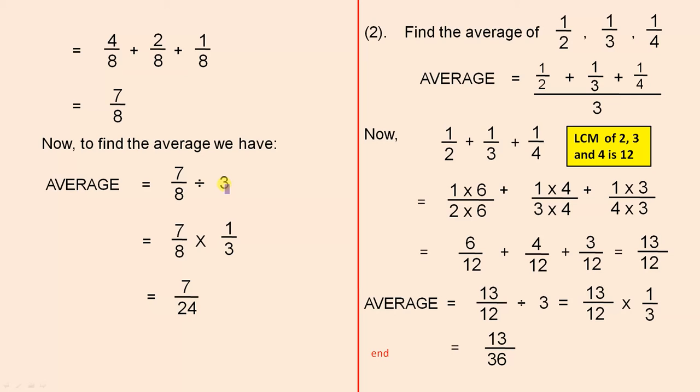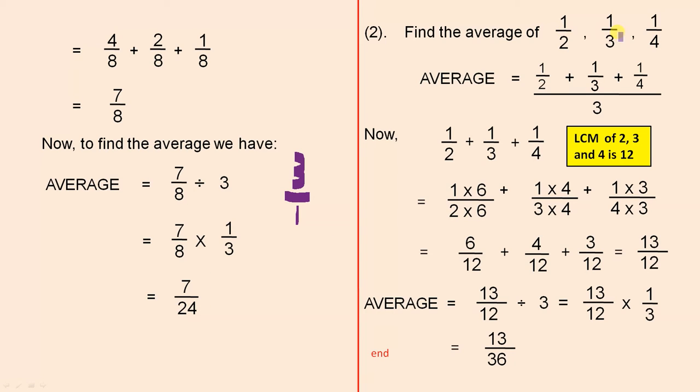Now if we remember from a previous video, when we are dividing a fraction by a whole number, write that whole number over 1, because that makes it look like a fraction. So you remember the rule, change the division to multiplication and turn the fraction upside down. 7 ones are 7, 8 threes are 24. So the average of the three fractions we had earlier is 7 over 24.